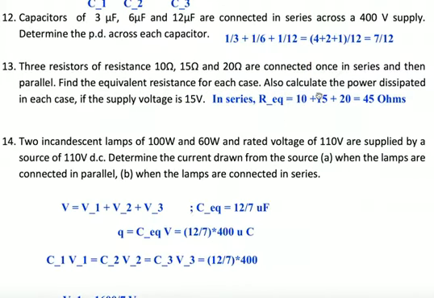Also calculate the power dissipated in each case. In series, the power dissipated equals V square by R. The total power dissipated is V square upon R equivalent. So 225 upon R equivalent, which is 45. 45 5s are 225. So this is 5 watt. This is the total power dissipated.